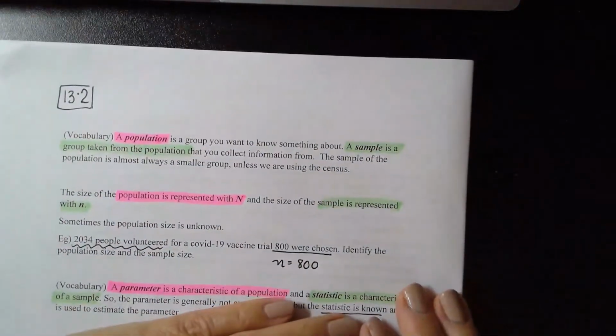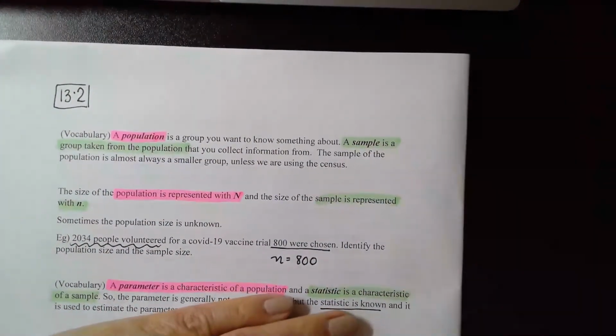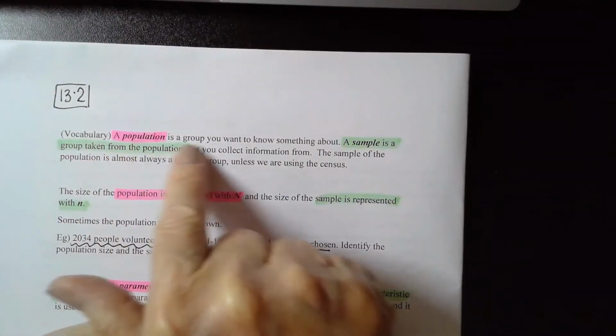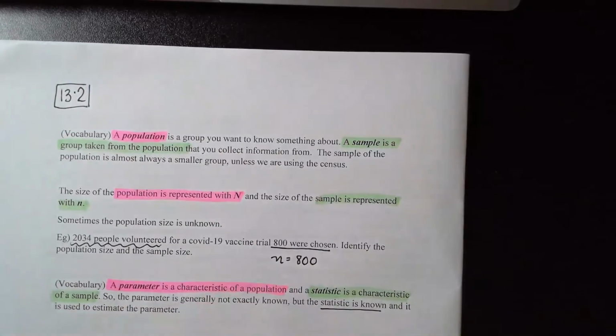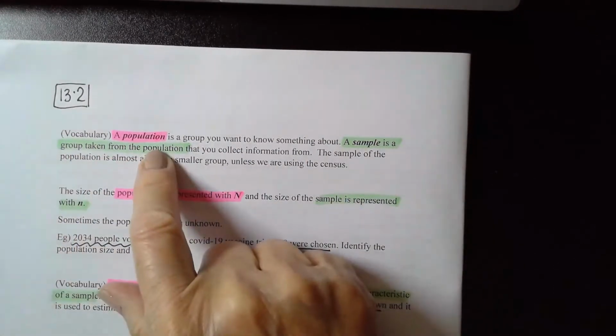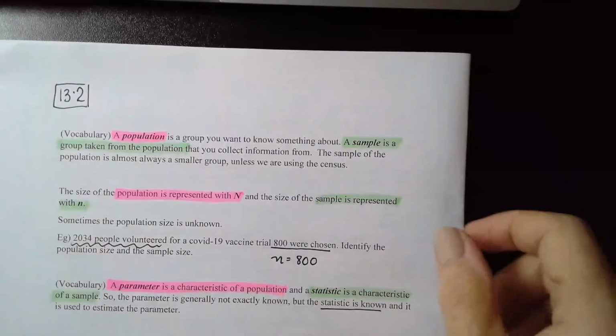Okay, girls, this is our video for 13.2. I've already highlighted some things, so I can go quickly. So some vocabulary. A population is a group we want to know something about, so a really big group, everybody. And a sample is a group taken from the population. We already knew those two words, I think.